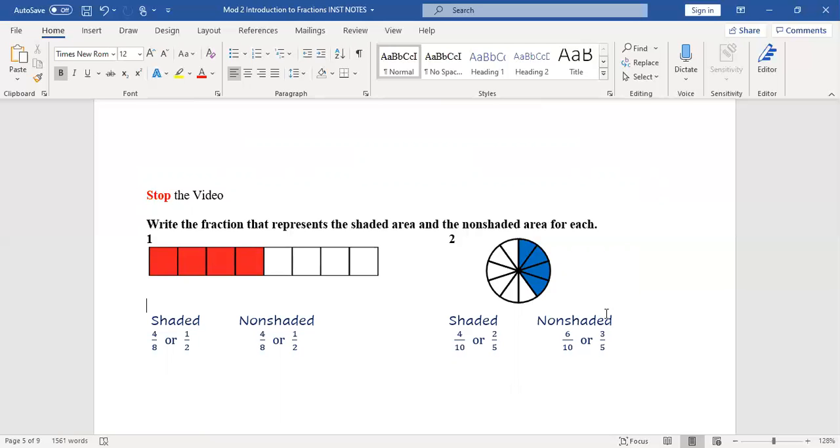Now in the second picture, there are a total of 10 pie-shaped pieces. Of those pieces, 4 of them are shaded. So you could say 4/10. Or since 4/10 can be reduced, I could have said 2/5. Both of them represent the same amount that's been shaded. Now the non-shaded part, there are a total of 6 non-shaded pieces. So 6 out of the 10 are non-shaded. Again, the 6/10 could have been represented as 3/5.